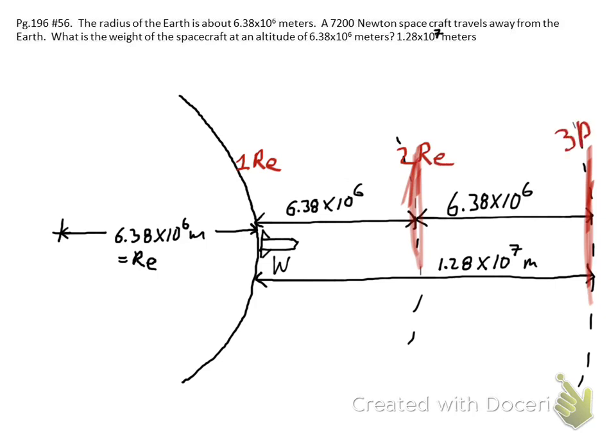And then we actually can solve this problem by just multiplying 7,200 newtons by 1/4, and then multiplying 7,200 newtons by 1/9, and then we have the gravitational forces at this altitude and again at this altitude.